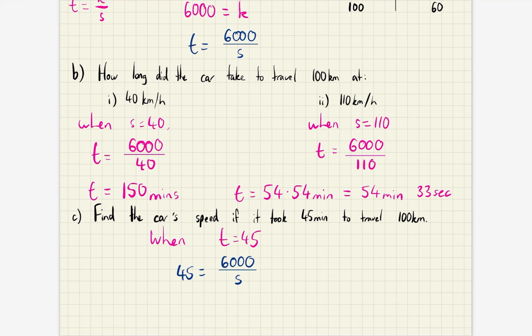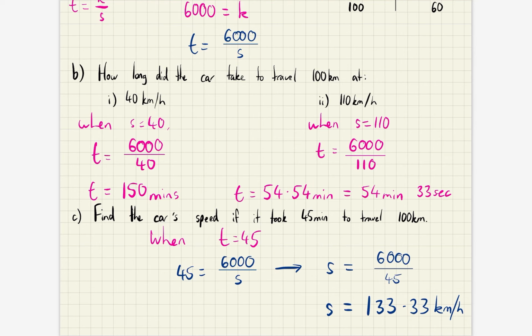Now we want to get s on its own. So you'll remember with trigonometry when we're doing SOHCAHTOA, if you've got the unknown on the bottom of a fraction, you can switch these. Okay, and that's the same for this because it's just working with equations. So I'm going to rewrite that as s is equal to 6,000 all over 45. And then when I type that into the calculator, 6,000 divided by 45, the speed I'm going to be travelling is 133.33 kilometers per hour.